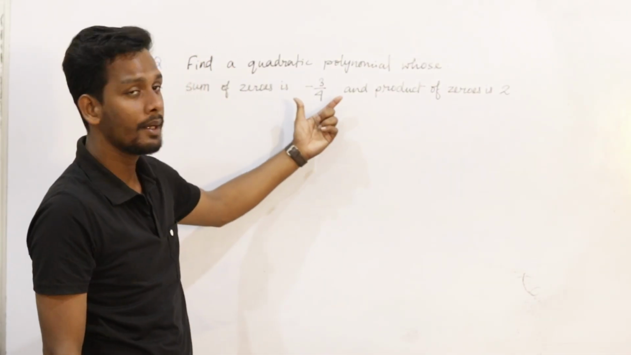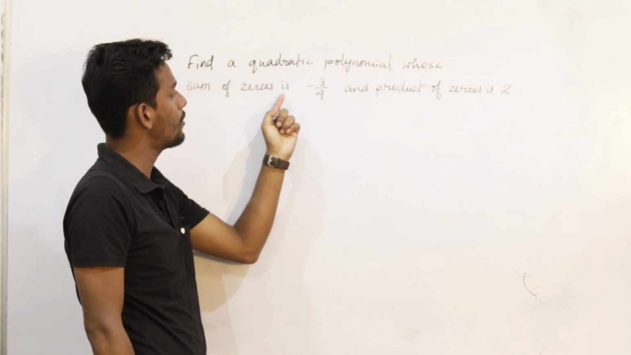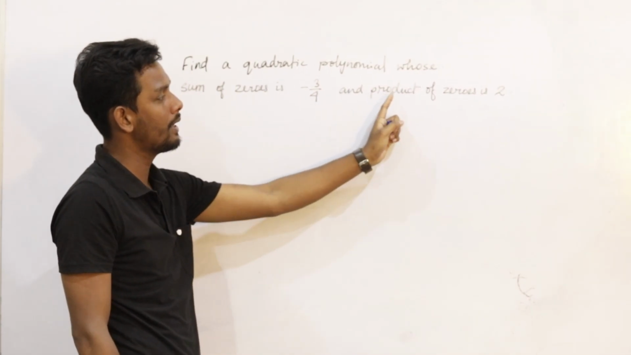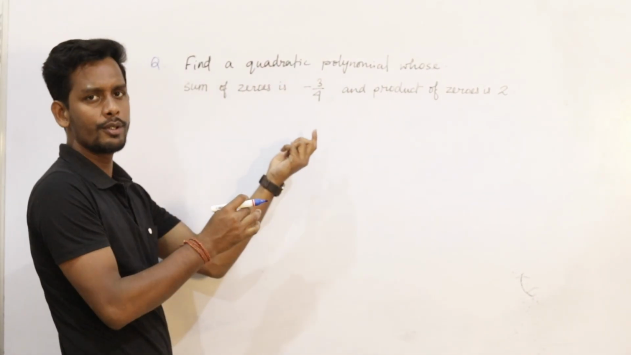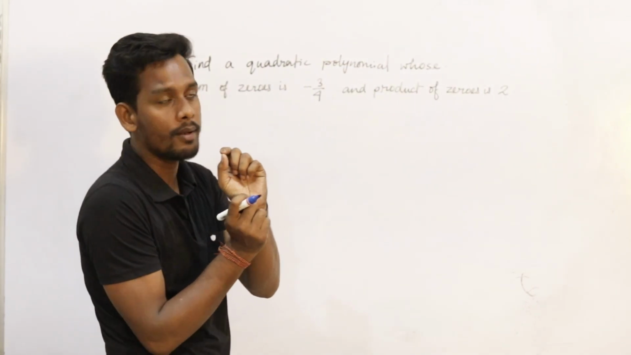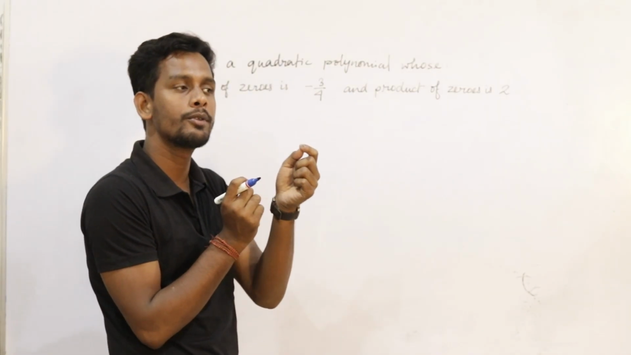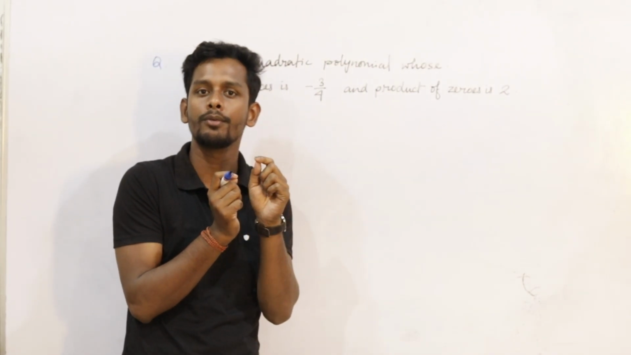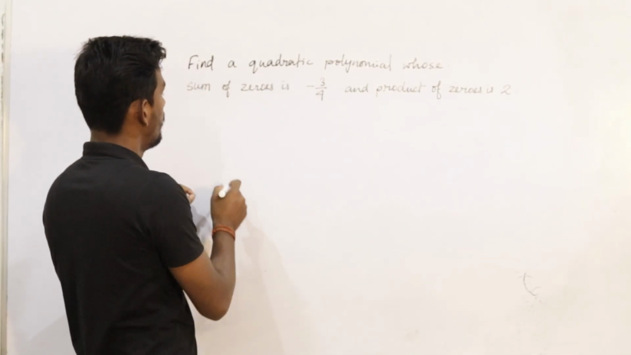So now see another type of question. Find a quadratic polynomial whose sum of zeros is minus 3 by 4 and product of zeros is 2. How can you do this question? The previous question was, you have to find the zeros, then verify the relation of zeros and coefficients. That means sum of zeros is minus b by A and product of zeros is c by A. Now in this question, you have to find the polynomial.